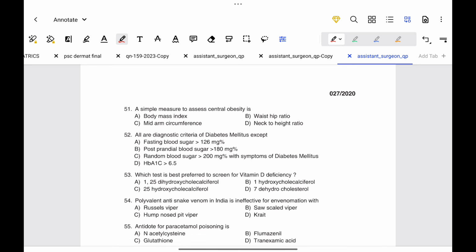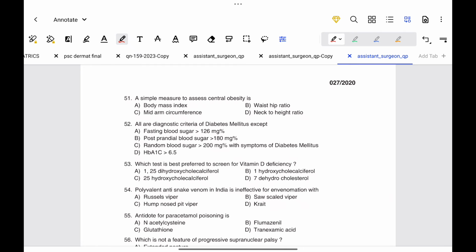A simple measure to assess central obesity is waist-hip ratio. All are diagnostic criteria of diabetes mellitus except: fasting blood sugar greater than 126, correct. Postprandial blood sugar greater than 180, wrong. It is greater than 200. Random blood sugar greater than 200 with symptoms of diabetes mellitus, correct. HbA1c greater than 6.5, correct. So the option is option B.